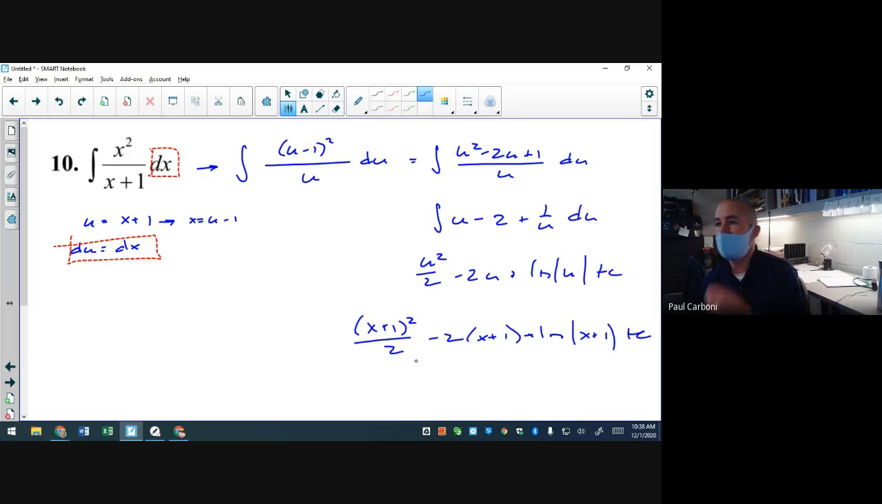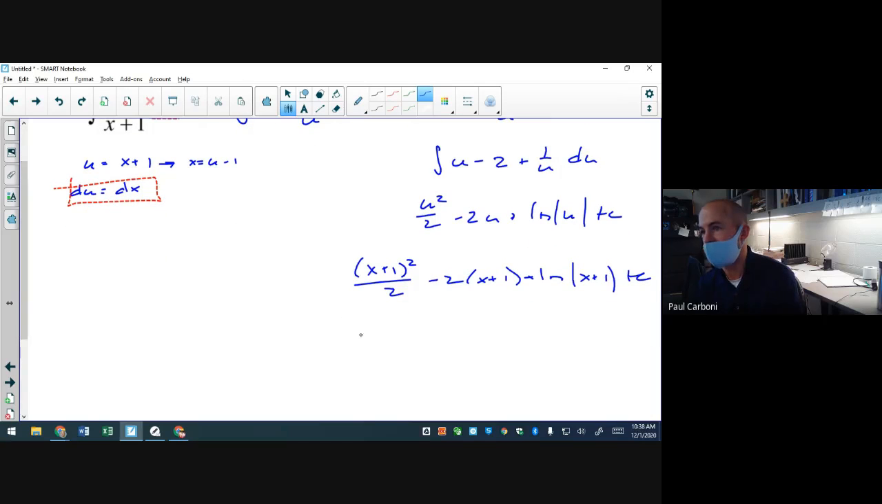plus C. However, if this were multiple choice, which these problems typically are on the AP exam, they're very seldom free response where you're just finding antiderivatives like this, the answer in multiple choice would likely be not that, but something very similar.